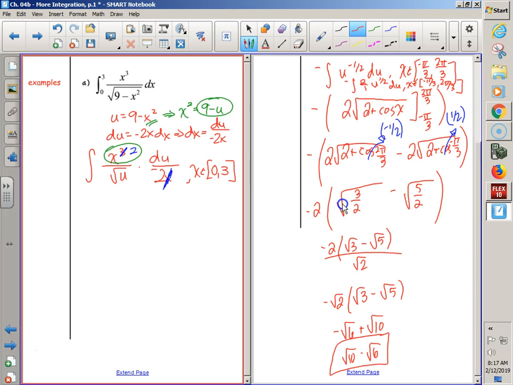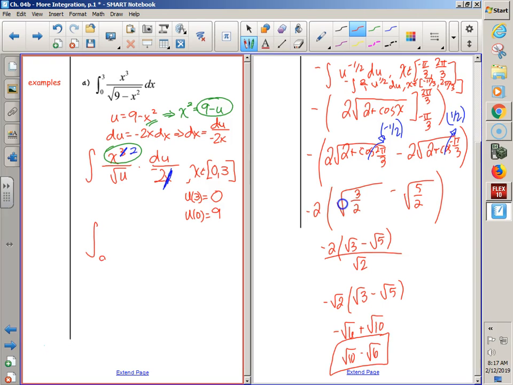Well, actually, hold on. I said I was going to u bounds. So let's go to u bounds. What am I doing when I write u of 3 and u of 0? What am I setting up and getting ready for? U bounds, yeah. Where do I go to find my u bounds? U equals 9 minus x squared, so plug in 3. 9 minus 3 squared would be 0. And then 9 minus 0 squared would be 9.